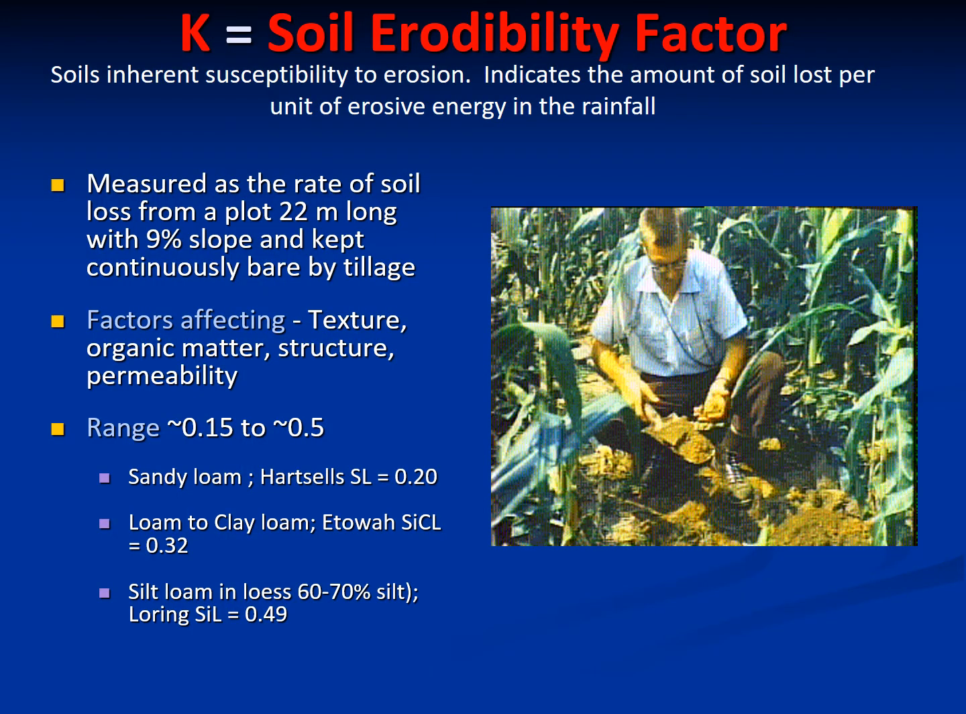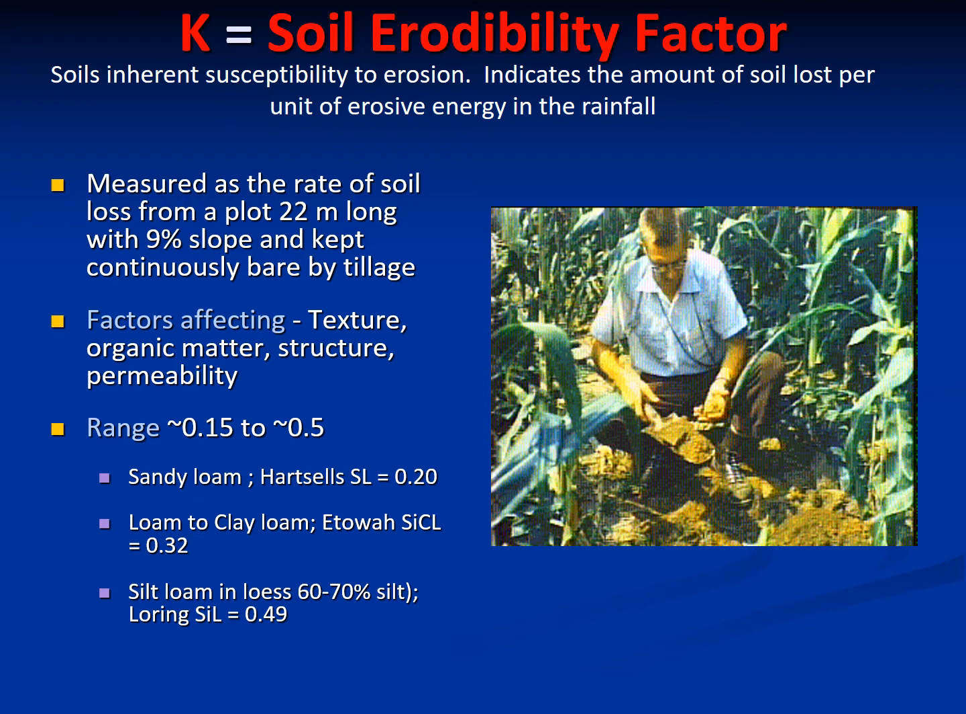The K factor is the soil erodibility factor. Soil's inherent susceptibility to erosion is determined by this factor. It indicates the amount of soil lost per unit of erosive energy in rainfall. It's measured as the rate of soil loss from a plot 22 meters long with a 9% slope and kept continuously bare by tillage. Basically, some of the worst case scenarios.